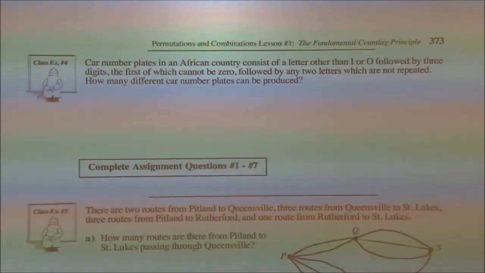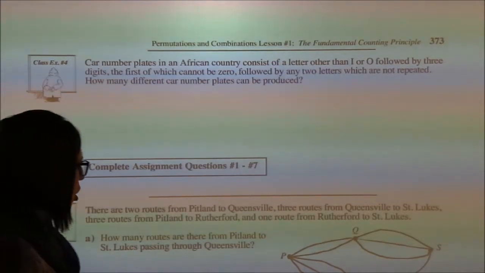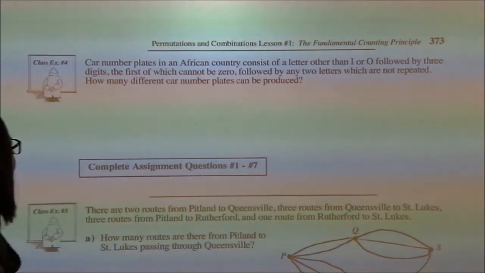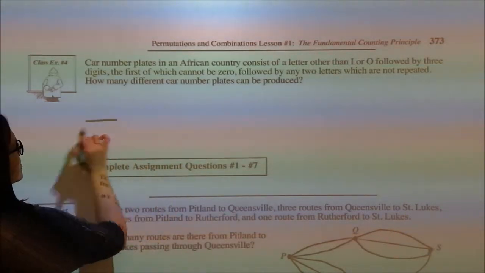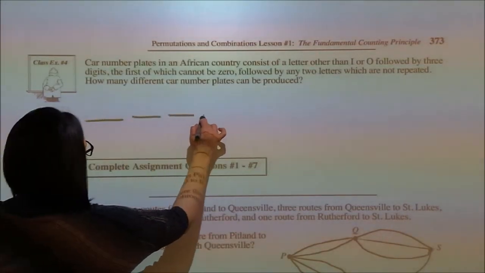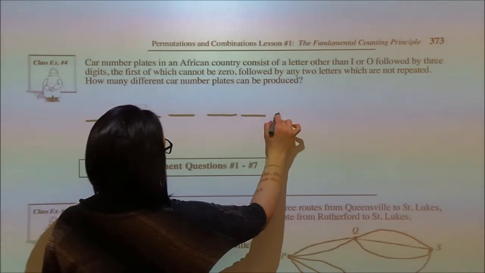Car number plates in an African country consist of a letter other than I or O, followed by 3 digits, the first of which cannot be 0, followed by any 2 letters which are not repeated. How many different car plates can be produced? So, we read it again. Car plates consist of a letter, followed by 3 digits, followed by 2 letters.